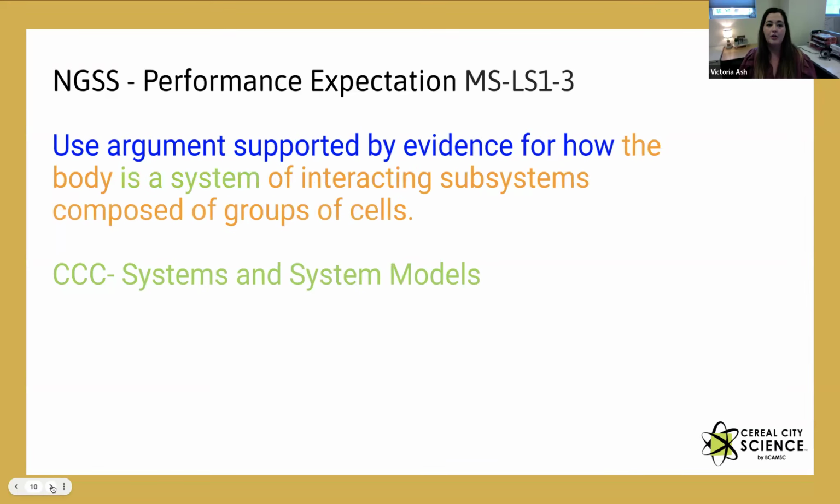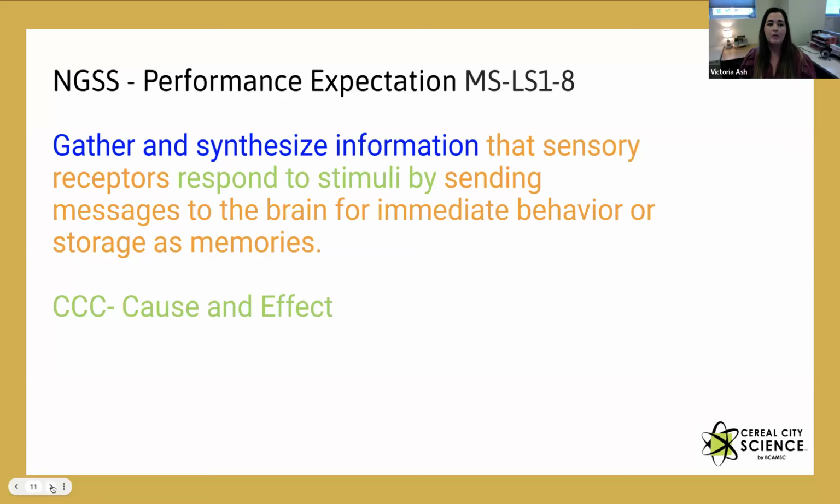We will be using arguments supported by evidence for how the body is a system of interacting subsystems composed of groups of cells. So we go from our cellular level to a body system when we look at the different organ systems, like the nervous system, and create models to talk about how they interact. And then we are going to gather and synthesize information that sensory receptors respond to stimuli by sending messages to the brain for immediate behavior or storage as memories.